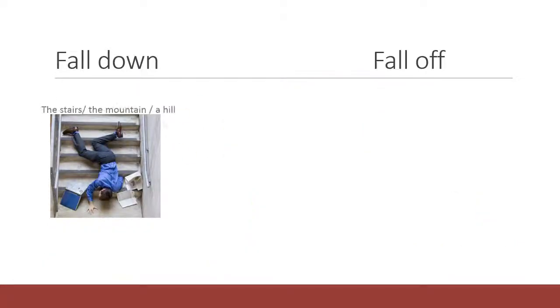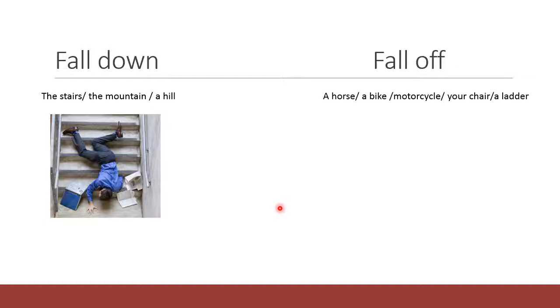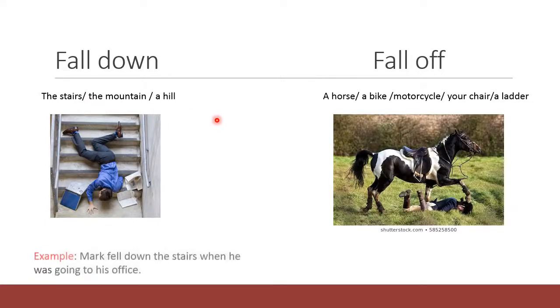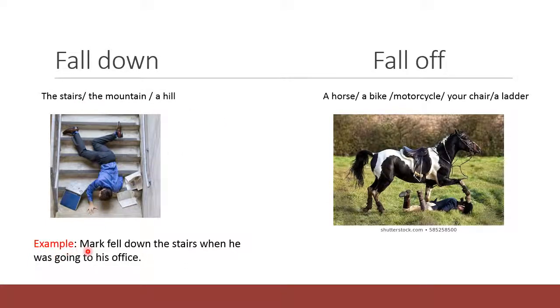Now we're going to check the difference between the phrasal verbs that have fall as the main verb. Fall down: you can fall down the stairs, fall down the mountain, or fall down a hill. For example, Mark fell down the stairs when he was going to his office. With fall off, you can fall off a horse, a bike, a motorcycle, your chair, or a ladder. Hannah fell off the horse during a competition.